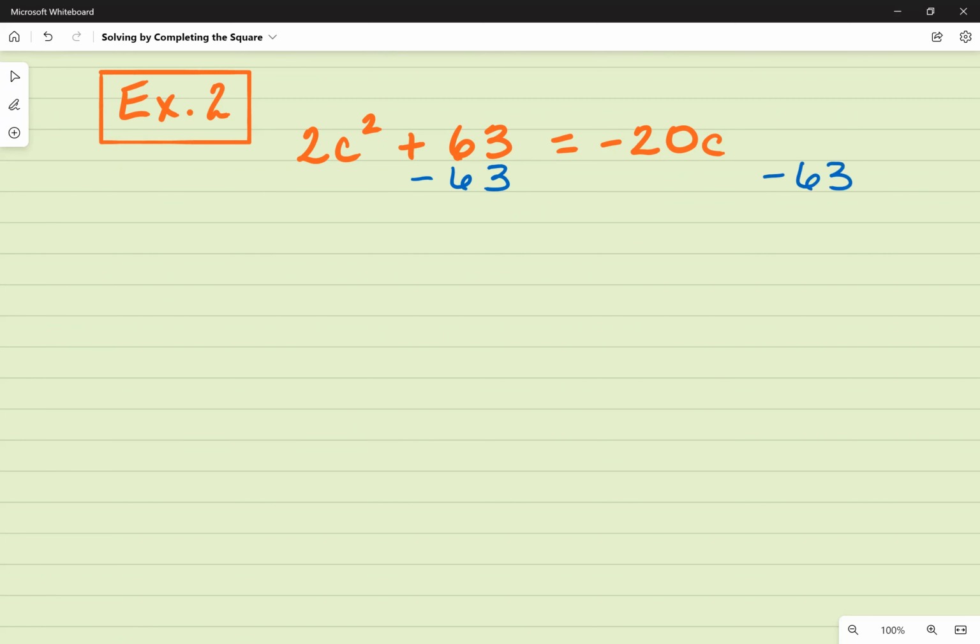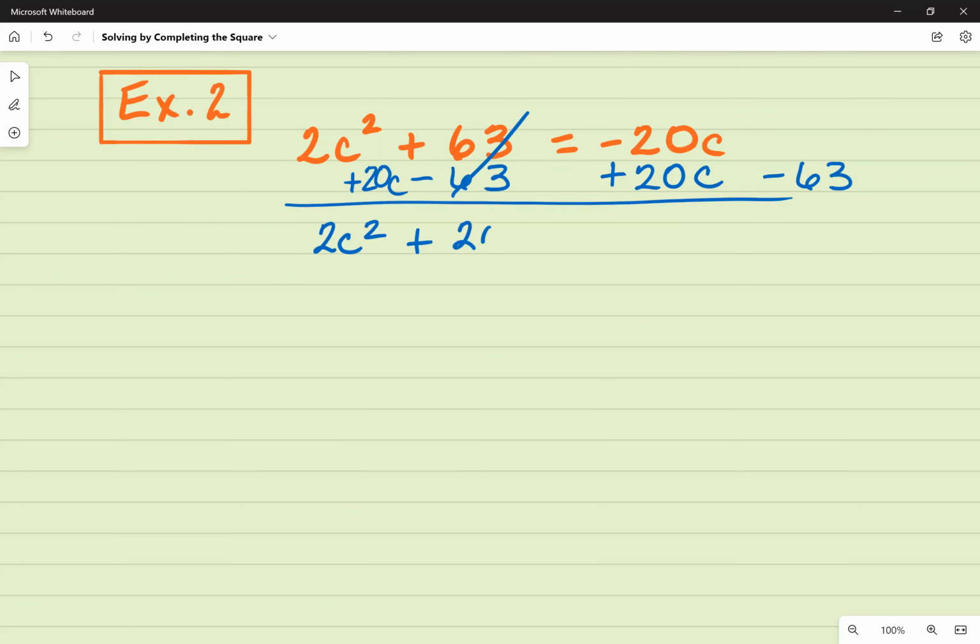And I'm going to move the negative 20, which is the inverse is positive 20, over to the left. And when I do that, I'm not combining it with that c squared. I'm just trying to squeeze it in here. When I do that, I'm going to end up with 2c squared plus 20c is equal to, and over here I got rid of the variable, negative 63.